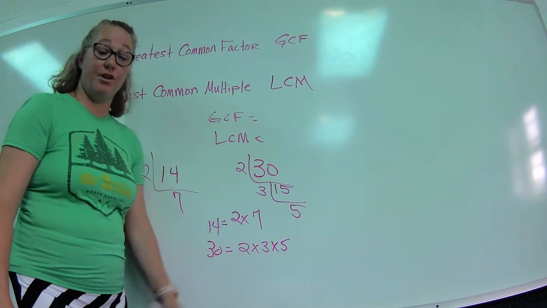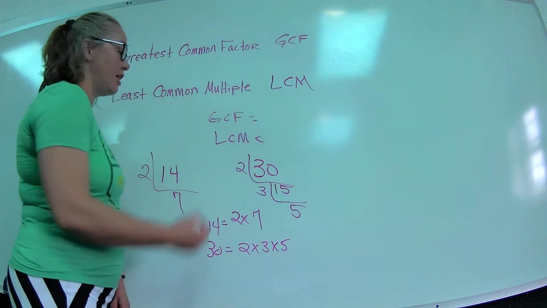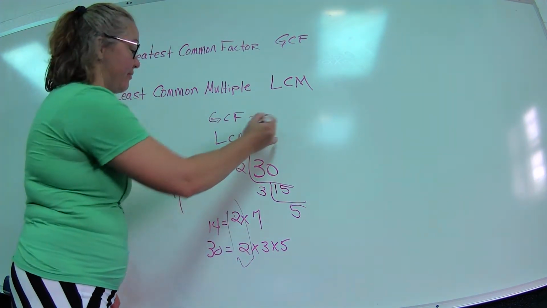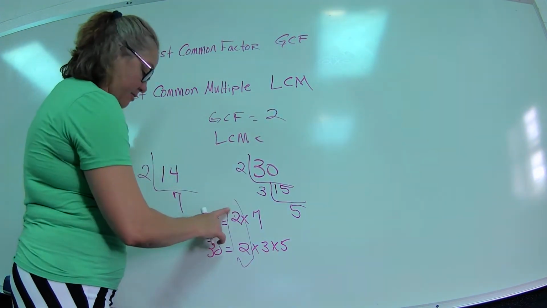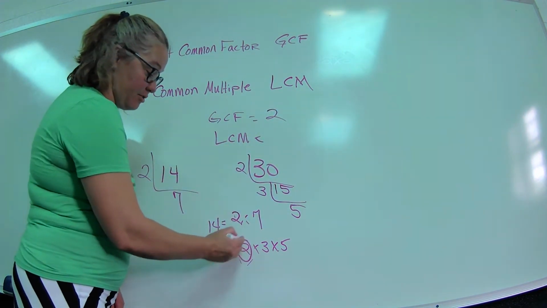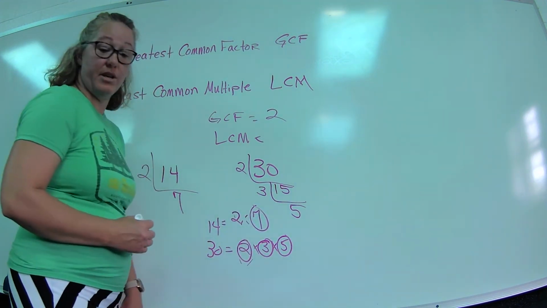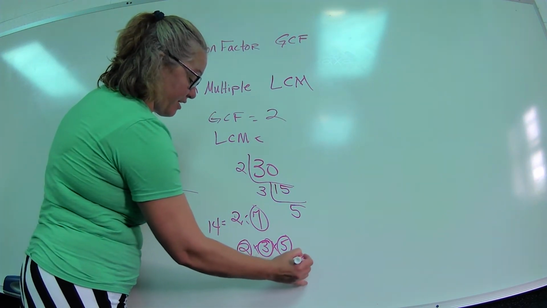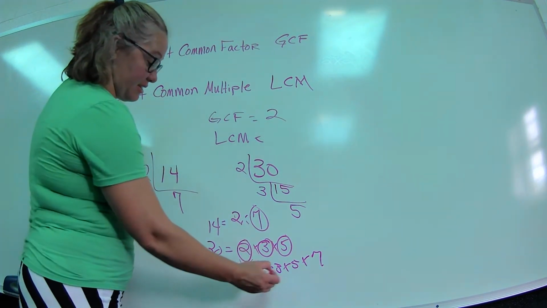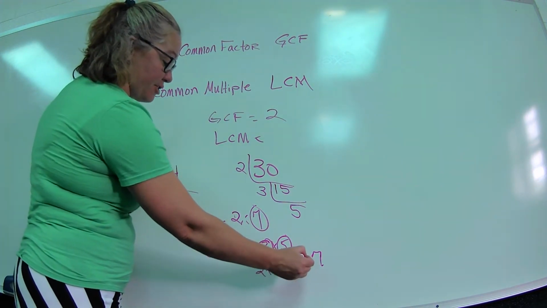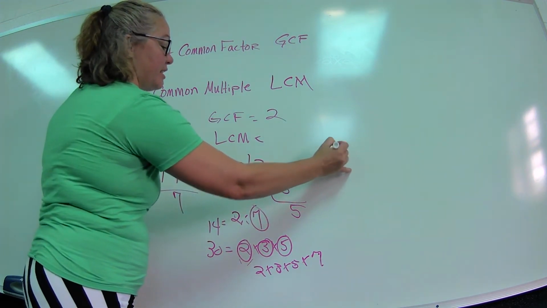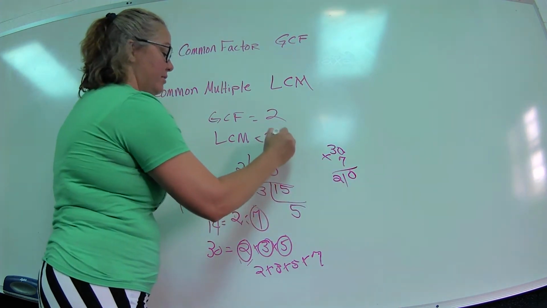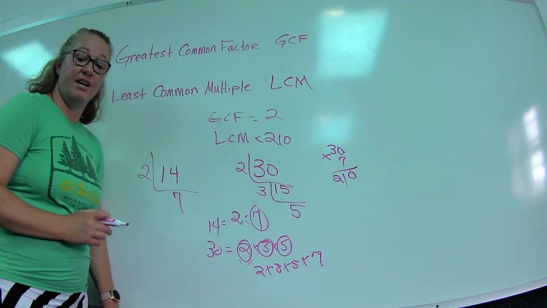If you have that so far, you've done an excellent job. For our greatest common factor, we have a 2 and a 2, they're the same. So our greatest common factor is 2. Now for our least common multiple, we have a 2, a 3, a 5, and a 7. So we have to multiply them all together. 2 times 3 times 5 times 7: 6 times 5 is 30. 30 times 7, I can do a 0, 21, 210. So your least common multiple is 210.